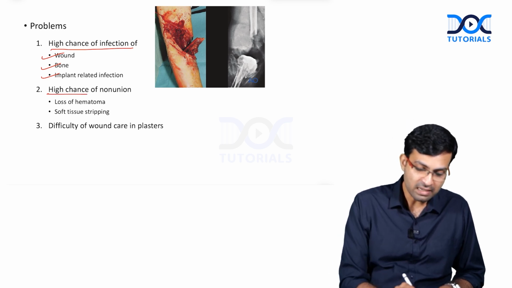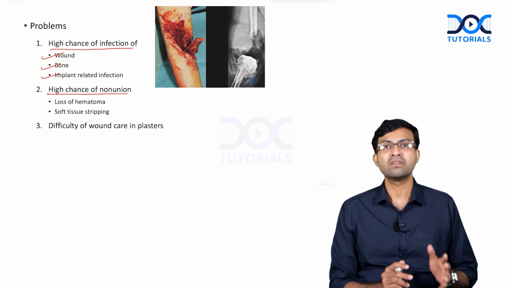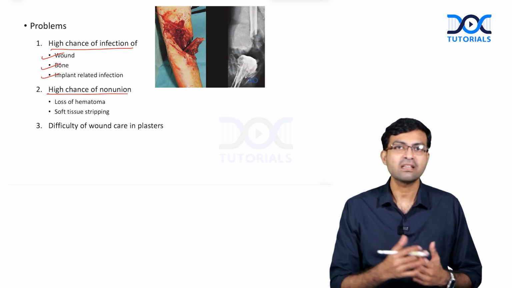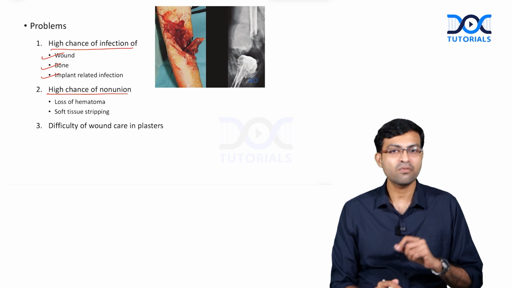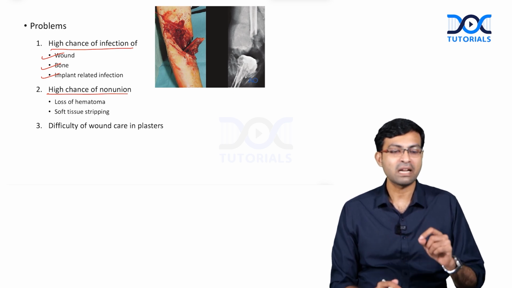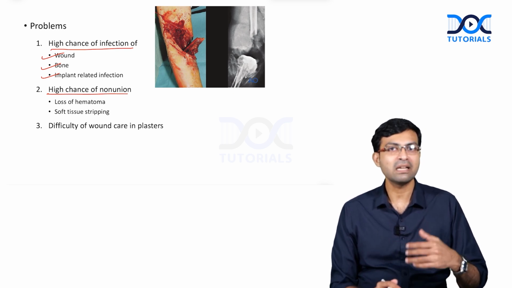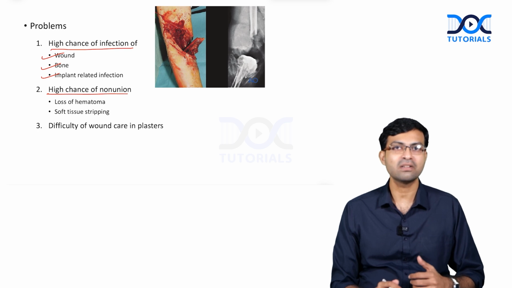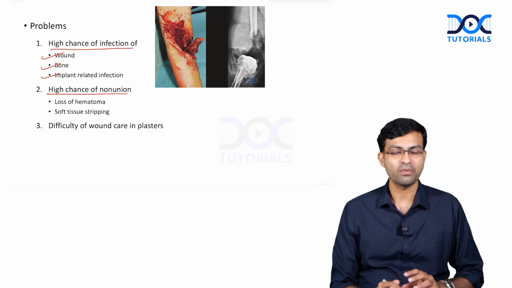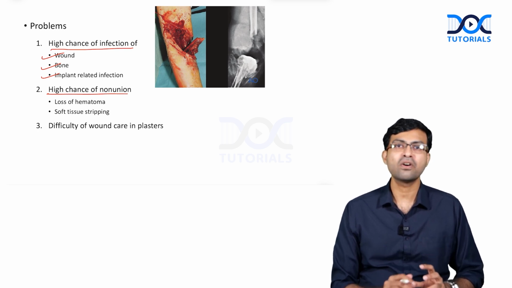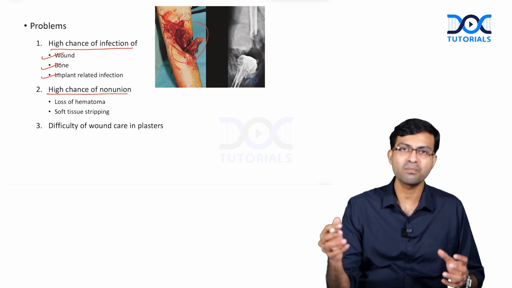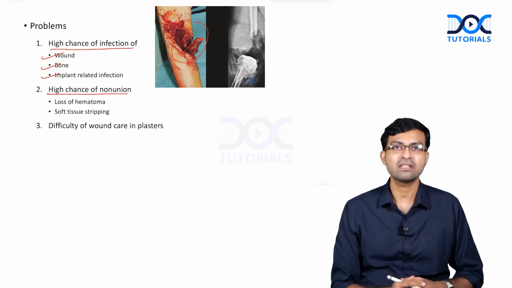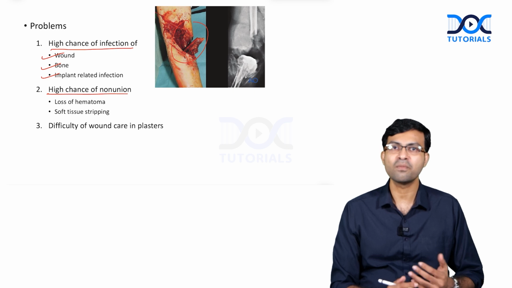Then there is going to be a high chance of non-union. Why? First of all, there is loss of the fracture hematoma, isn't it? We know that the first step in fracture healing is the formation of the fracture hematoma. The fracture hematoma is formed, but it is immediately lost to the outside, because it is open to the outside environment. And second, there is usually a lot of soft tissue stripping. All the soft tissue attachments which bring in blood supply from the outside are lost in open fractures. Again, this will compromise healing.